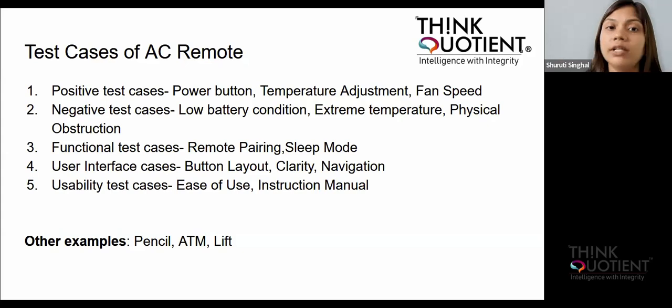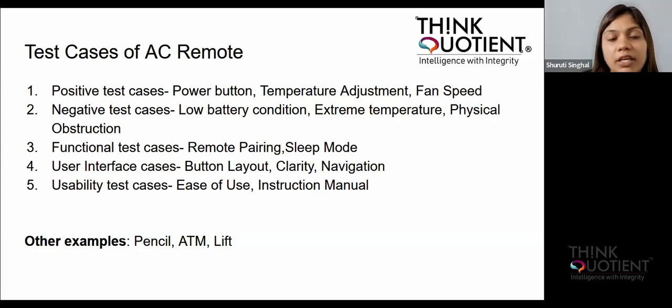Similarly, we could have user interface test cases. Here we talk about the button layouts. So whether we are able to click each button separately or they are too close to each other. Whether the labels on the buttons are clearly readable or we are not able to understand. Whether the brightness is sufficient or not, right? How sensitive the button is. What amount of pressure we have to apply to press that button, right?